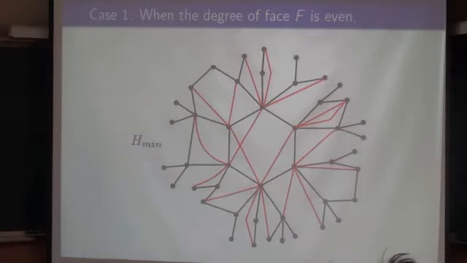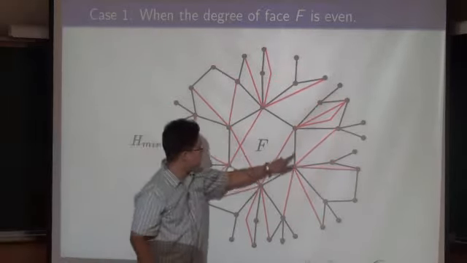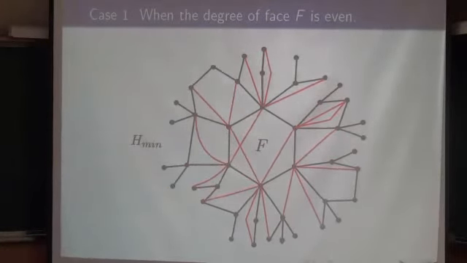First, let's think about the case when the degree of face f is even. So we have this kind of H min, and suppose there is an edge crossing here. So we will set this face as f. Then we will remove the red edges of the vertices on the boundary of f, right? And we say this is H0.